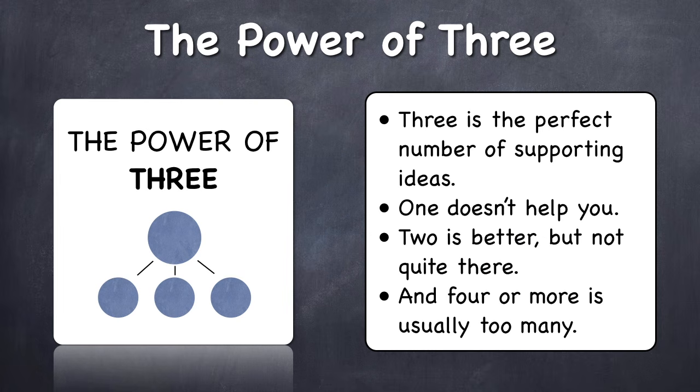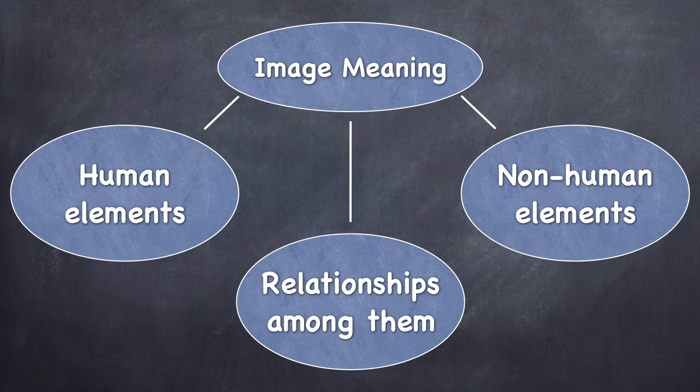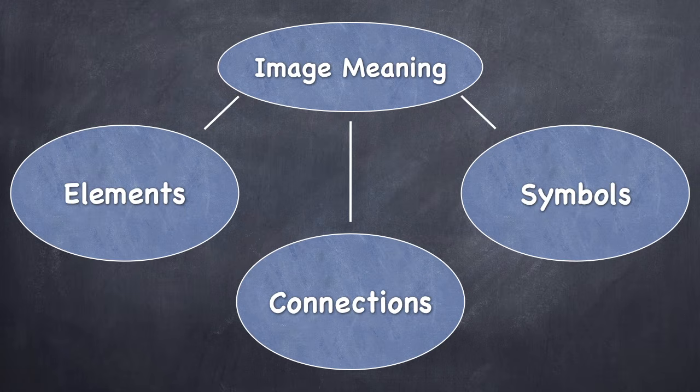We're going to use the power of 3. Why? Because 3 is the perfect number of supporting ideas. We're talking about the image's meaning, and to analyze an image is really to discuss its meaning. If we're using the power of 3, we have 3 parts here. This is an example of how we could do it: we have human elements, non-human elements, and the relationships among them. That's one way to do it. Here's another way: we could talk about the elements, then the symbols, and then discuss the connections among them. That's also the power of 3.